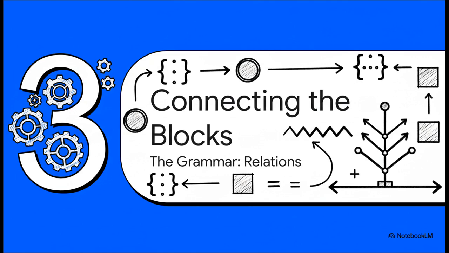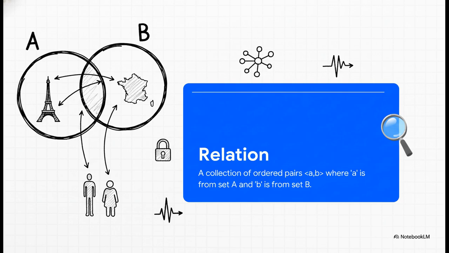Well, now we need some grammar. We need rules that let us connect our building blocks in ways that actually mean something. And this is where relations come into play. Formally speaking, a relation is just a set of ordered pairs. That's it. Now, I know that might sound kind of simple, but this little tool, it is unbelievably powerful.